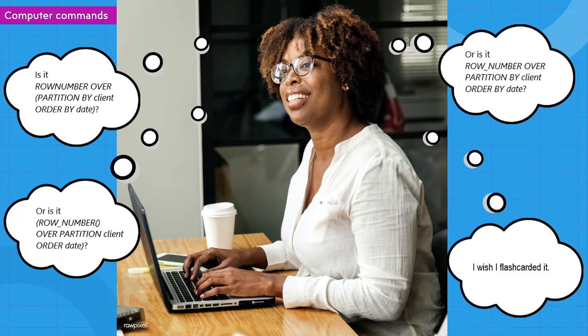This is what I really think is important for you right now if you're learning SQL: learning commands. In this case, it's windowing functions in SQL that she's trying to remember, and options are on the left here. Is it row number over partition by client order by date, or is it row number with parentheses beforehand over partition, or is it row number over partition by client order by date with no parentheses? I wish I flashcarded it.